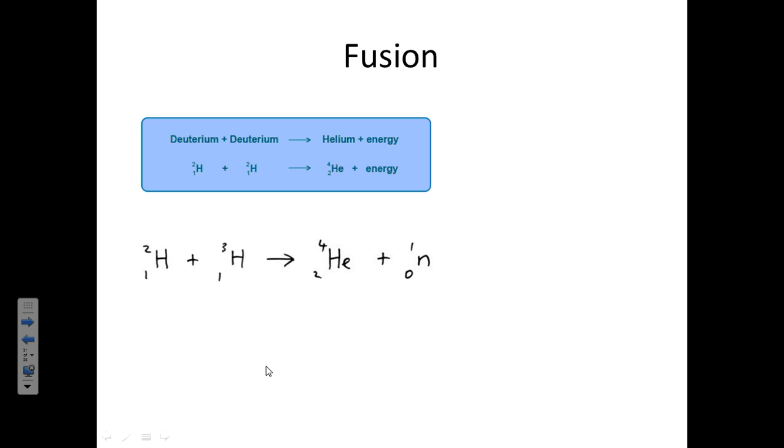But make sure that if you see an equation where you're just adding two elements, first of all, realize it's fusion. It's usually going to be small atoms that they fuse. Usually it's going to be hydrogens. And that typically two hydrogens are going to add up to be helium. Make sure all the numbers add up. If they don't, then tack on whatever you need to tack on there at the end. In this case, it's a neutron.